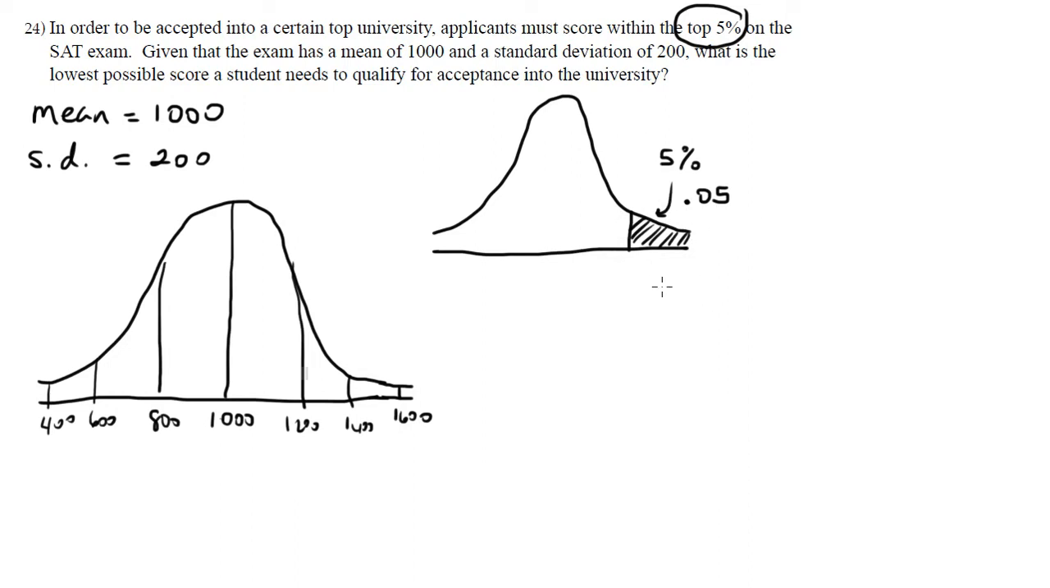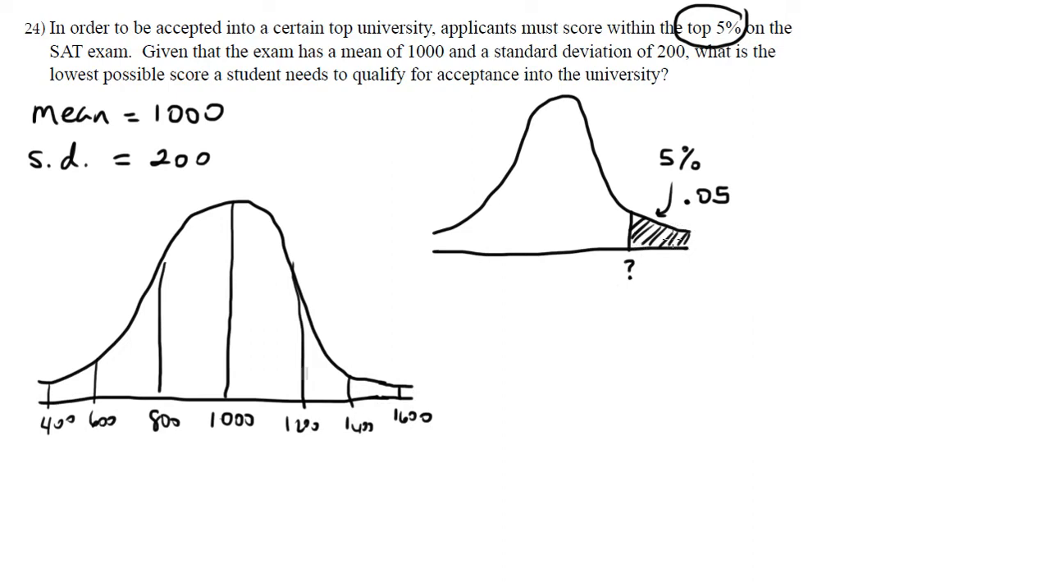So what I can do, just like the problems before, is since I know this area, I can attempt to determine the z-score that yields this area. And then once I find that z-score, I convert it back to real life numbers, back to an x value, and that'll be the score that a student needs to qualify. So using this 5%, I'm going to find the z and then convert it back to an x value that would lie on this normal distribution here.